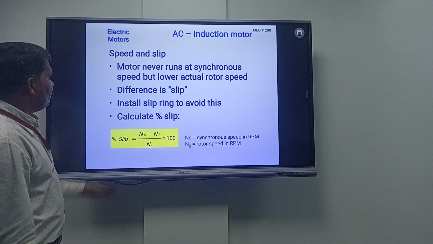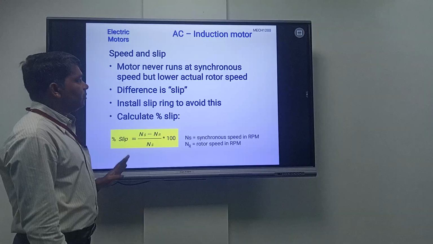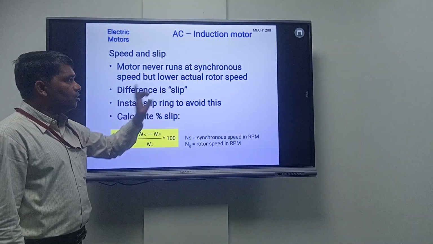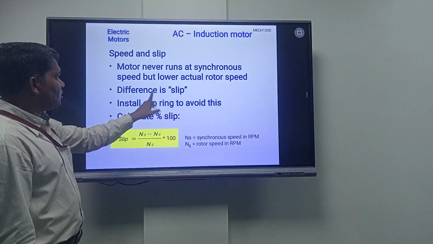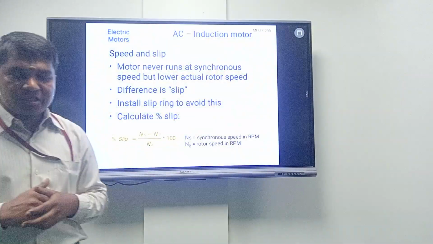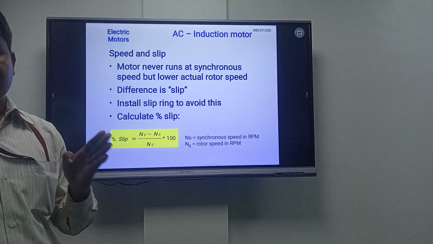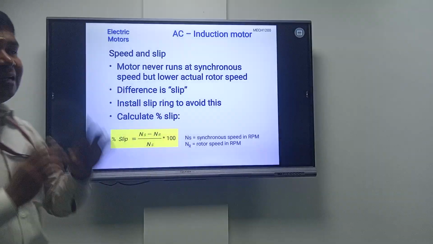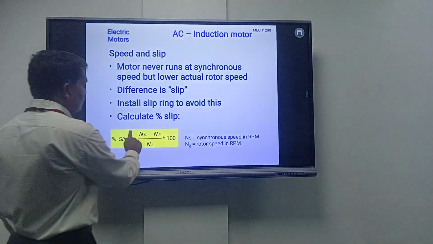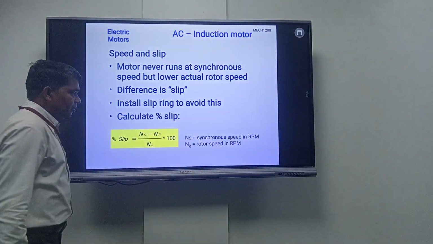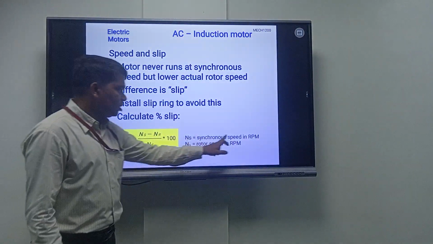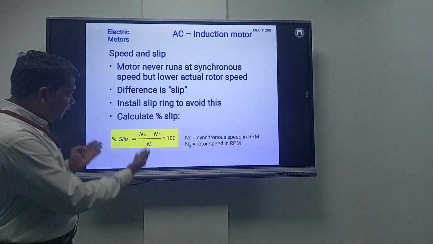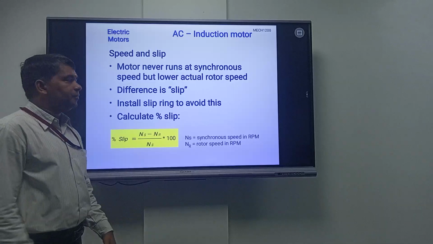Slip and speed. Induction motor never runs at synchronous speed, but at a lower actual rotor speed. That means there will be a difference between stator speed and rotor speed. That is called the slip. So slip is (Ns minus Nr) by Ns into 100, where Ns is the synchronous speed in RPM and Nr is the rotor speed in RPM. The difference is called the slip in the motor.